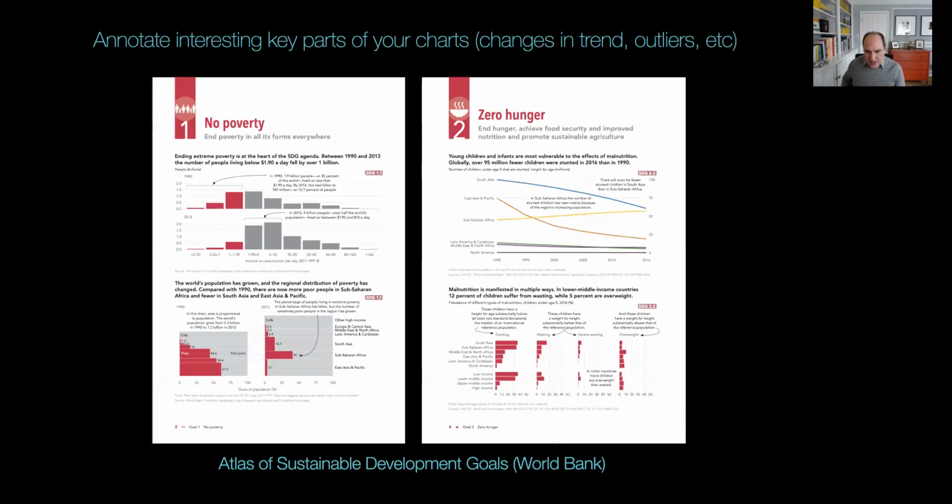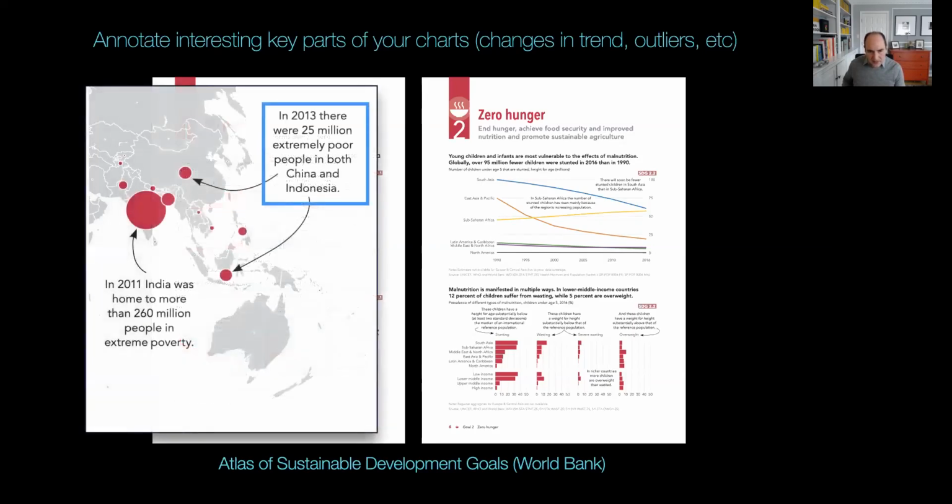A good idea with any kind of charts is to annotate those interesting key points so that we can call attention to the trends, to the outliers, to the important parts of the visualization. This is a report from the World Bank, the Atlas of Sustainable Development, and they do that very well in this case. They have all these little captions that really provide a lot of explanation and context.